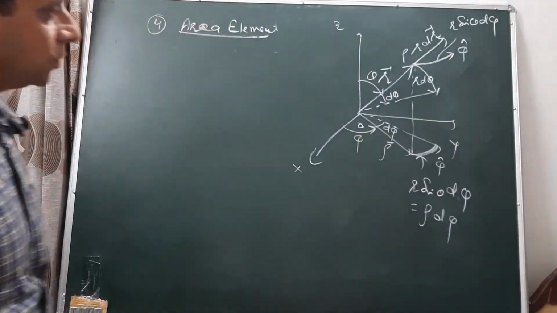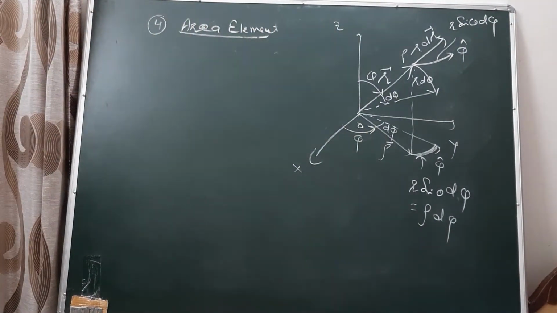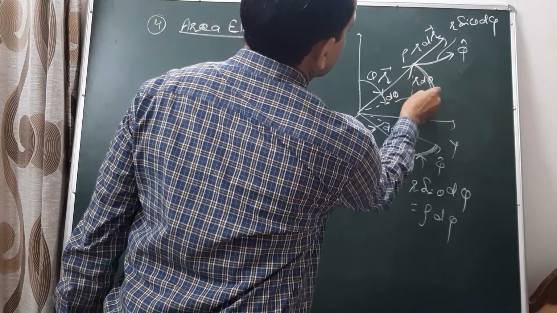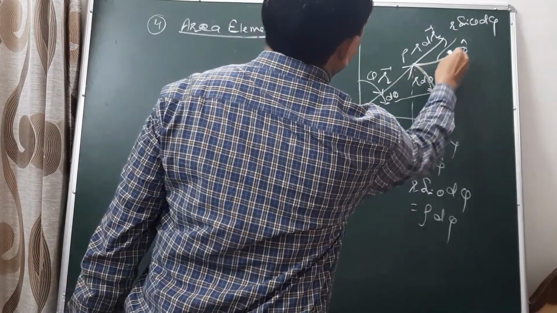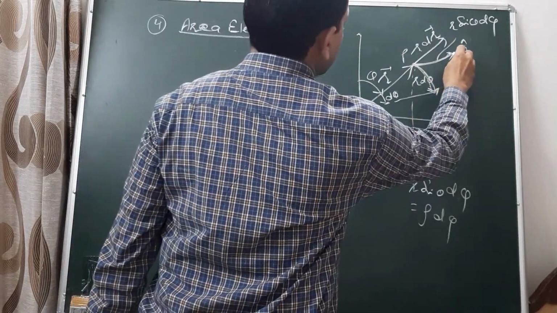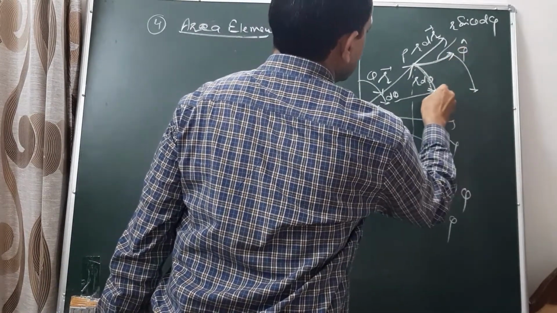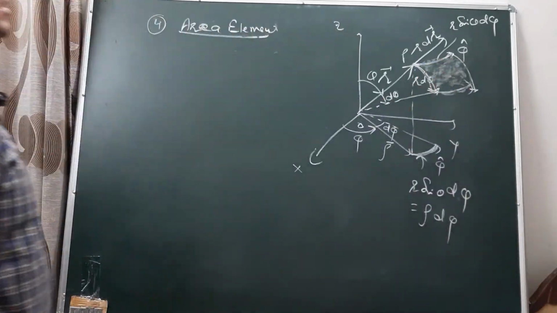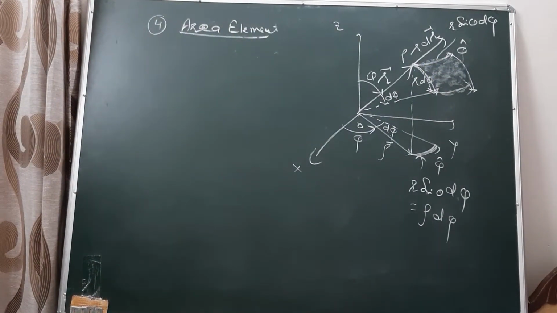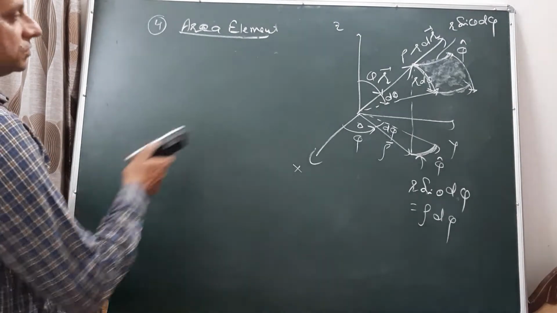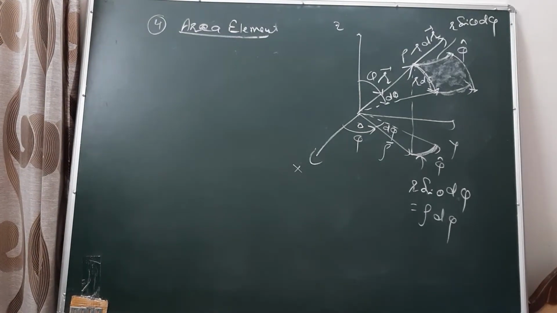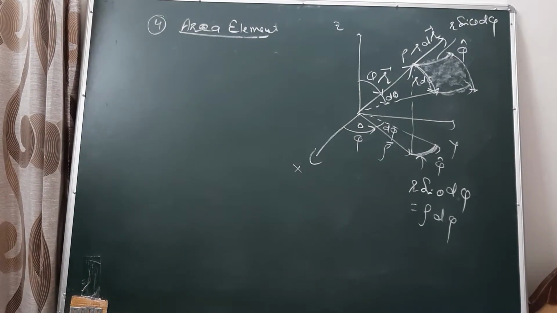And to produce or extend an area element between these two vectors, this is the first vector and this is the second vector, we can extend this vector here and this vector here. So, this element is called the area element on the sphere. So, this is the diagram or graphical representation of the area element.